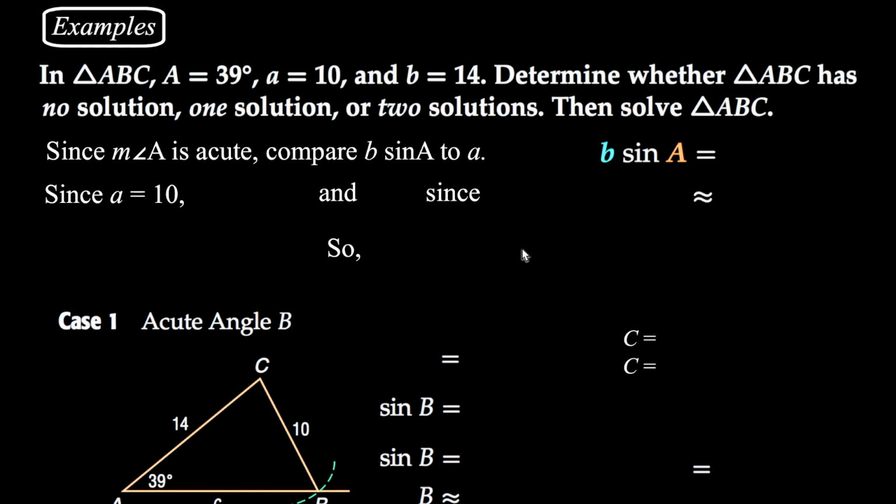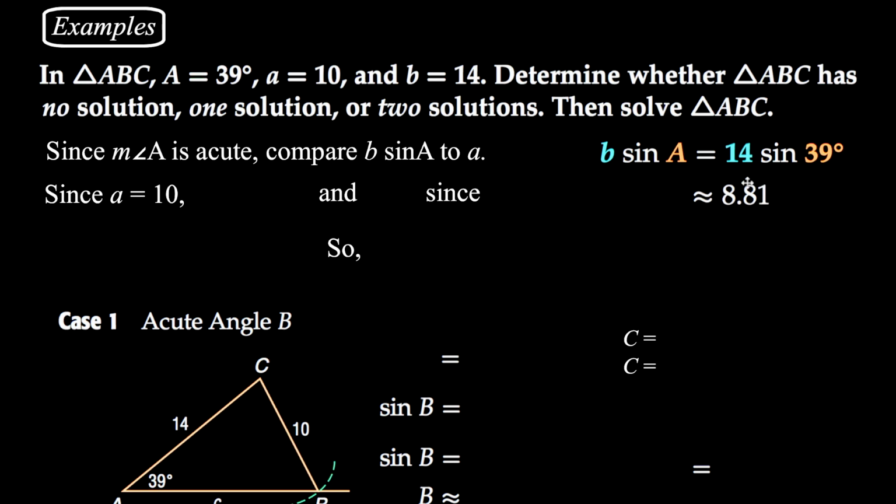Here's another example. We have a, b, and angle A. So again, A is an acute angle. We want to compare b sine A to the length of side a. Well, b is 14 and angle A is 39, so 14 times the sine of 39 works out to be 8.81. And is a bigger than that?